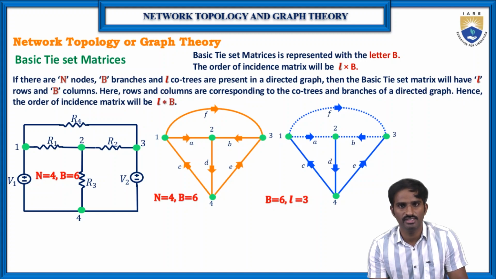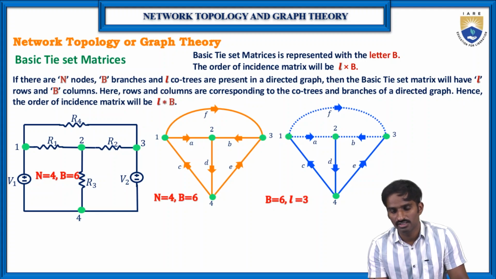Okay, so that is what is meant by the tree. Here, as you can see, this tree has all the nodes 1, 2, 3, 4, and the solid lines are the branches of the tree, which are called twigs, because there is no closed loop.